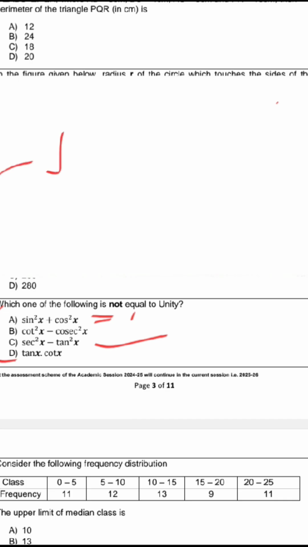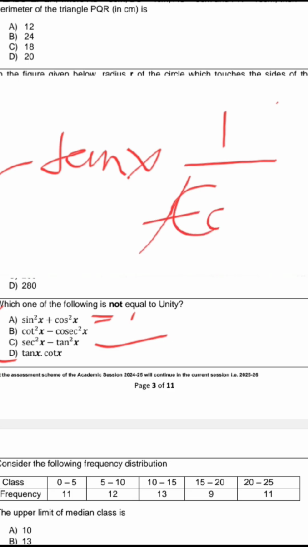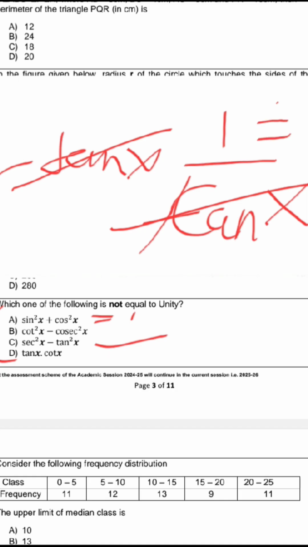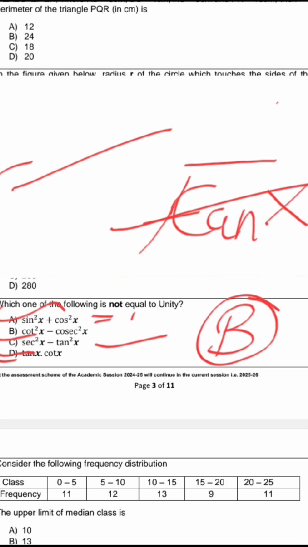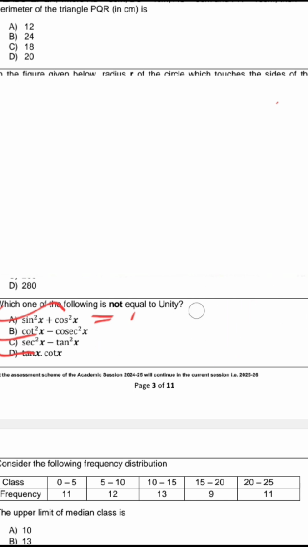See how. Tan x you write like this, and cot x you can write like 1 upon tan x. So you see this cancels. So your answer is 1. So here A correct, C correct, D correct. Which is not equal to unity? Option number B. So here right answer is option number D. Now we are moving on to the next question number 13.